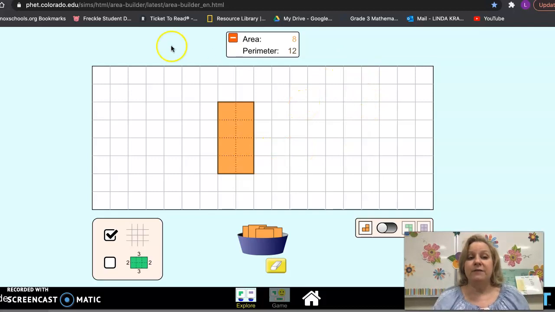So I have that on Canvas. Use it. It is in the resource page, and it is in some of our learning pages. It's a really good way for you to master area and perimeter.